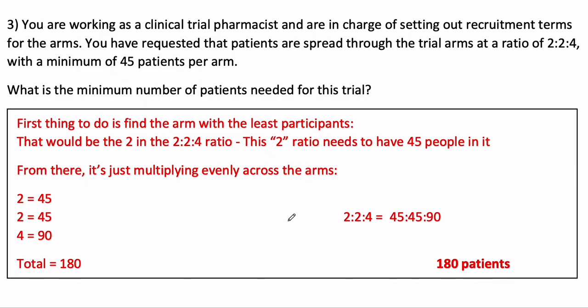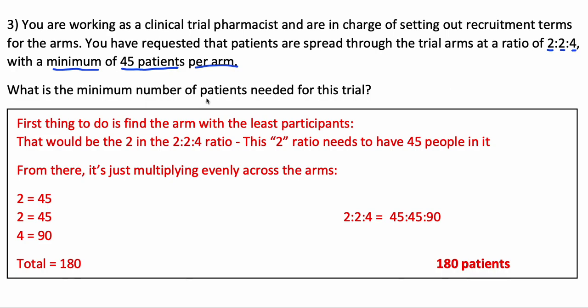Okay, so the answer was 180 patients. Let's see how we actually got there. So you're working as a clinical trial pharmacist, trial arms ratio of 2 to 2 to 4. Minimum of 45 patients per arm. Okay, so what is the minimum number of patients needed for this trial?